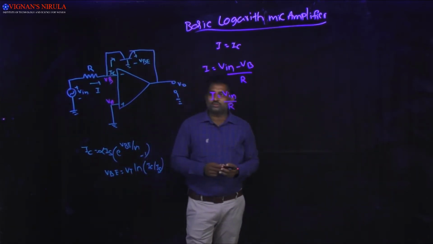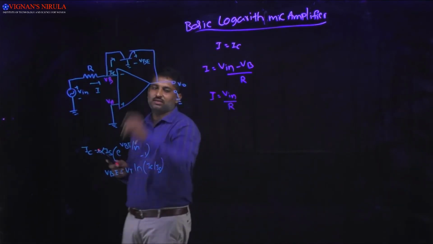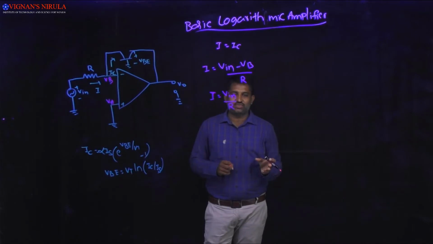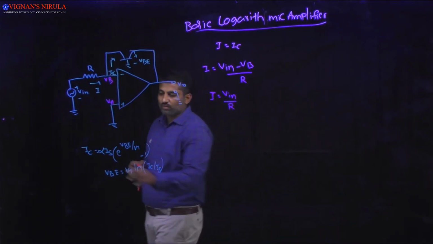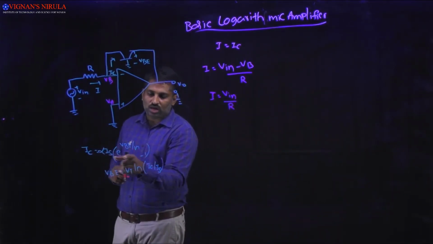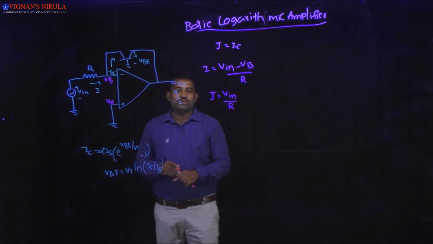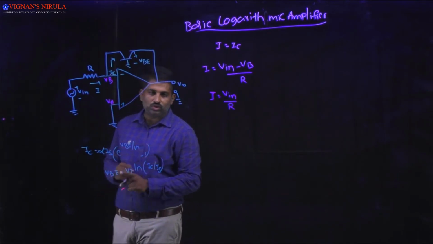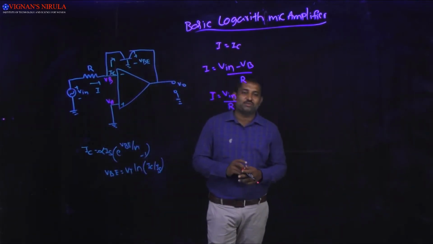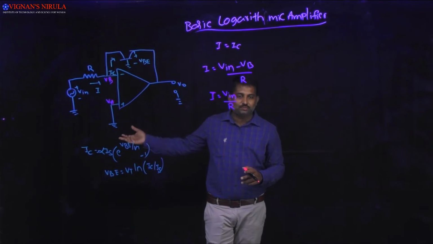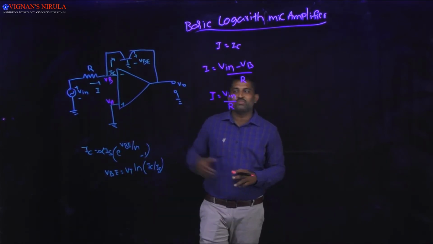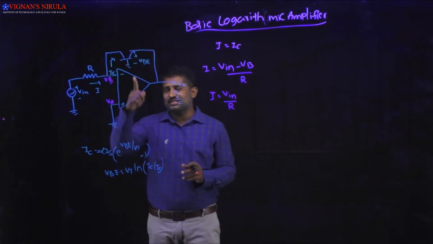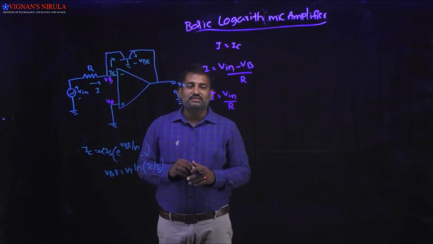Now I am going to explain IC, which is the transistor current equation. IC is equal to alpha into IS e power VBE by VT minus 1. From there we calculated VBE is equal to VT into ln of IC by IS. Already we calculated this previously.